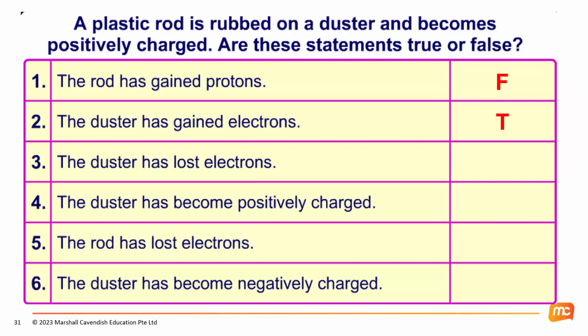So the duster lost electrons must be false. Now the duster has gained electrons. Now I have more electrons, so it becomes negatively charged, not positively charged. So it's false. And the rod, on the other hand, yes, it becomes positively charged because it has lost electrons. It's true. And the duster is positively charged, not negatively charged. Sorry, the duster gains the electrons, so the duster becomes negatively charged. So it's true.